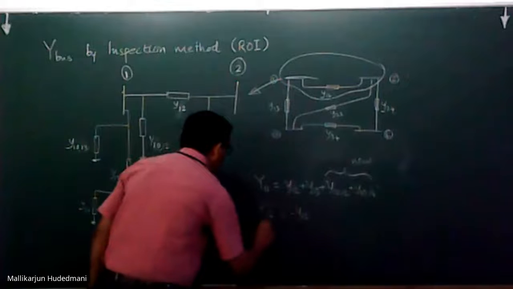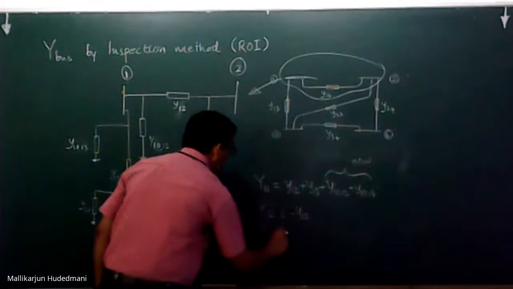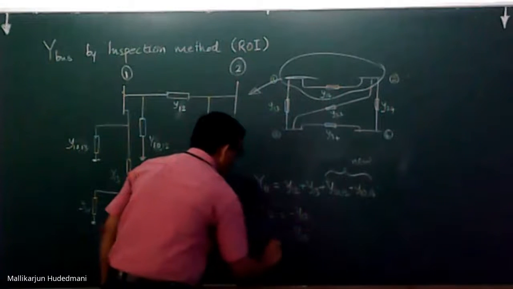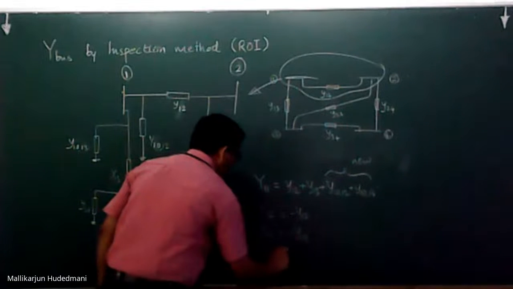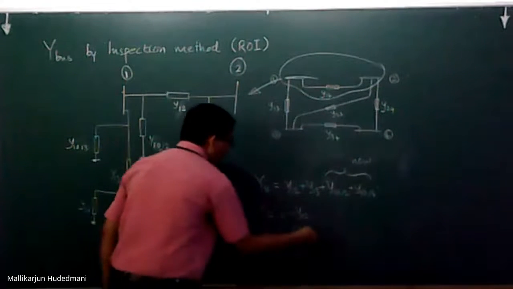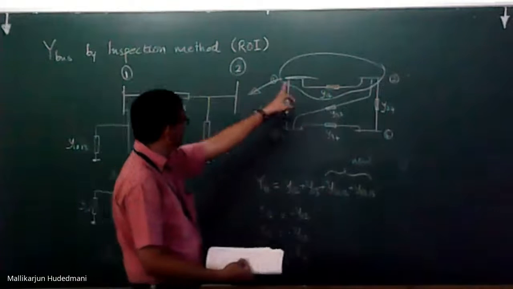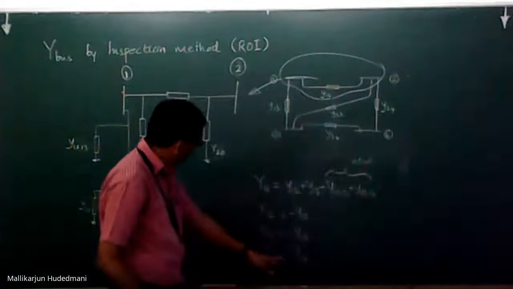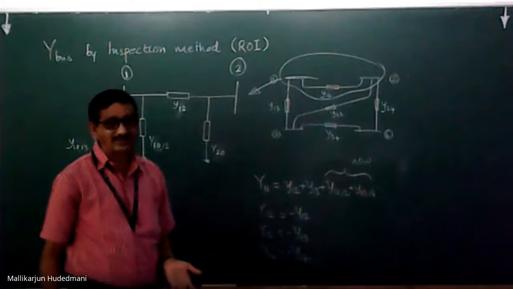Y12 will not. What about Y13? This is minus y13. If it is Y14 by chance, this is minus y14, if it is there, otherwise 0. Of course, there is no connection. 1 to 4, there is no connection. This is 0. But I have to write it.